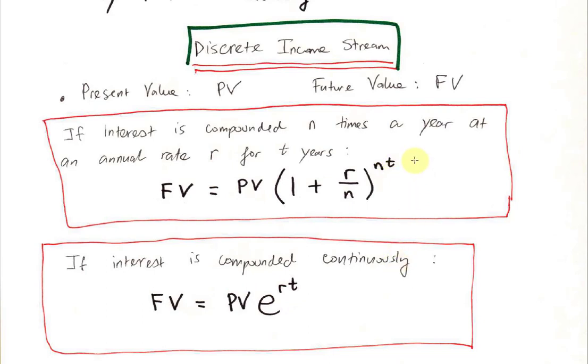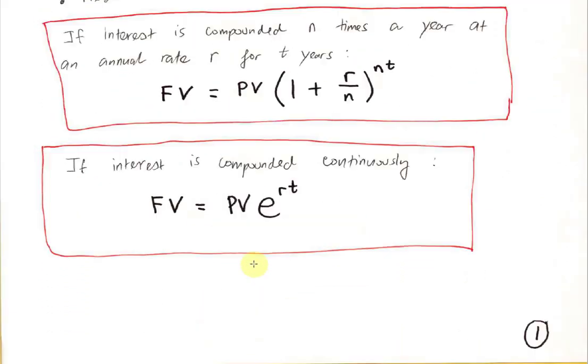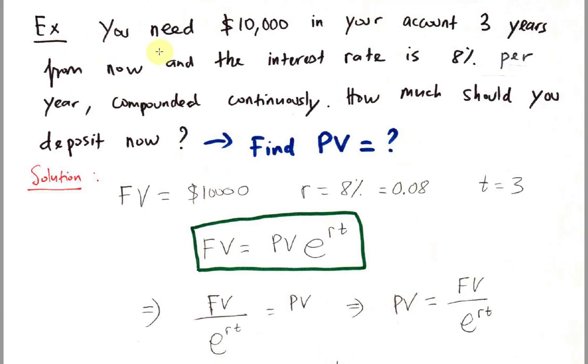So these are the two formulas that we saw from chapter 1, section 1.5. Okay, so for example, we have one problem here. You need $10,000 in your account 3 years from now. That means 10,000 is your future value in 3 years. And the interest rate is 8% per year, compounded continuously. How much should you deposit now?